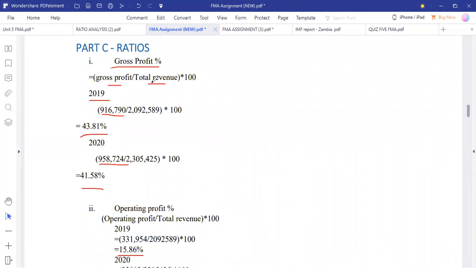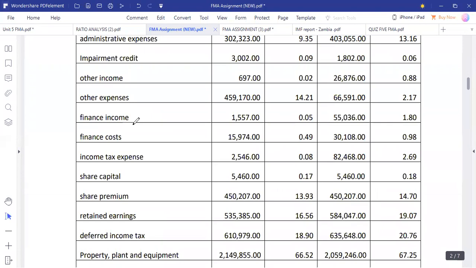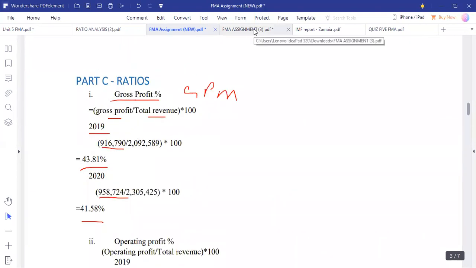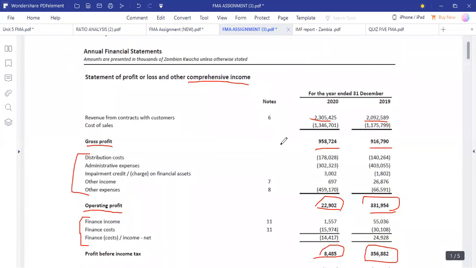So here, our profitability ratios under GPM, this is called the gross profit margin. From 2019 to 2020 shows a decline. So you could now want to do a post-mortem of what caused the decline. So the profitability ratio basically concerns the trading account. So here, the profits, we had 1346 and here 1175. Of course, our gross profit was higher in 2020 than in 2019.